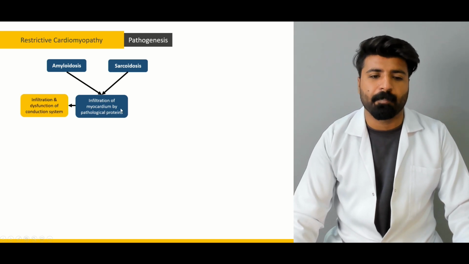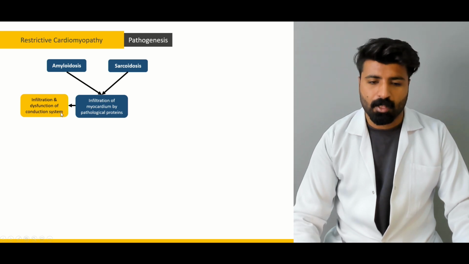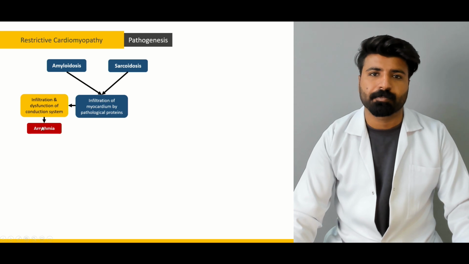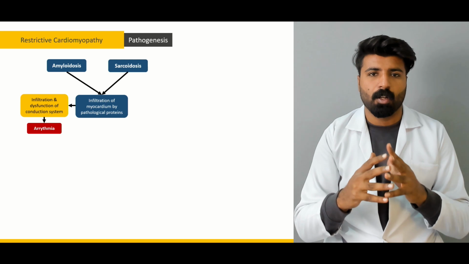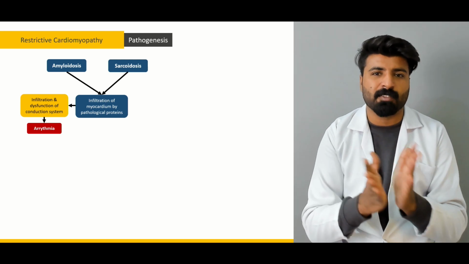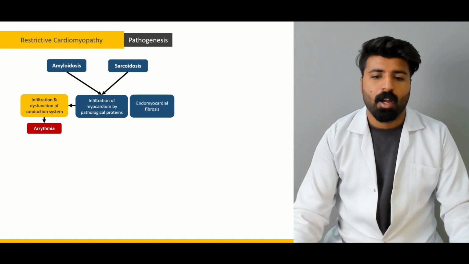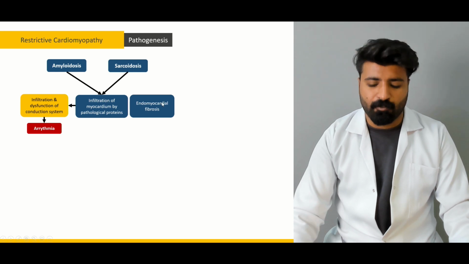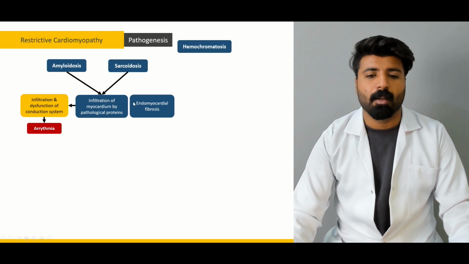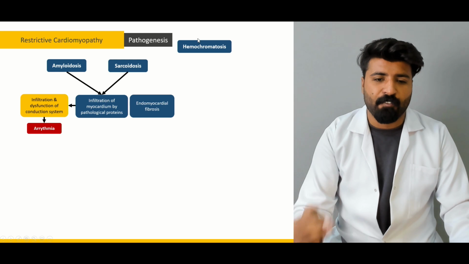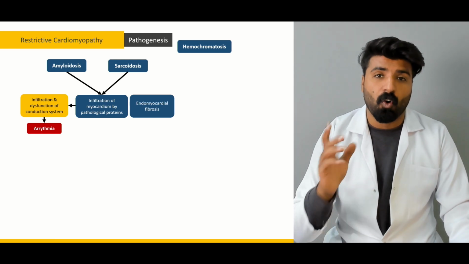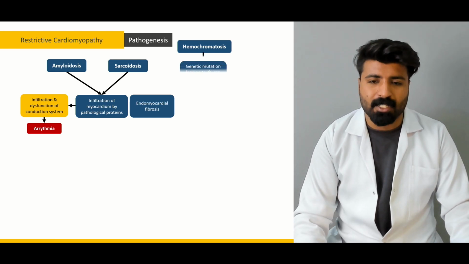Infiltrate the myocardium. This infiltration and dysfunction of the conduction system will happen. This in turn will lead to arrhythmia. When the myocardium is affected and infiltrated by these proteins, the pumping activity is compromised and this will lead to arrhythmia. At the same time, endomyocardial fibrosis will be a cause of it, but before we go on to it, we have to know how hemochromatosis affects and leads to this pathology all over again by a different mechanism.